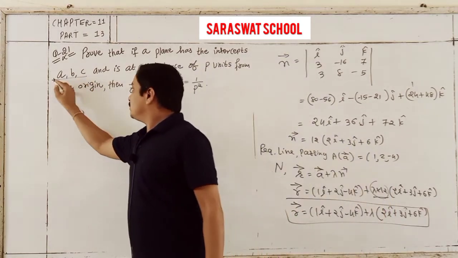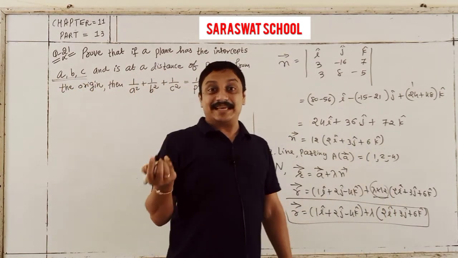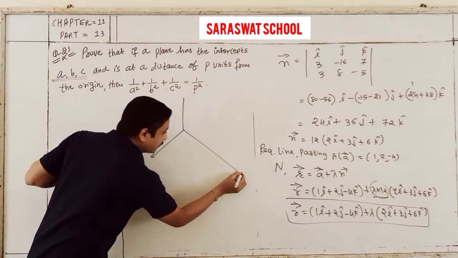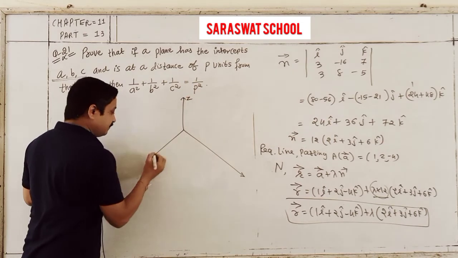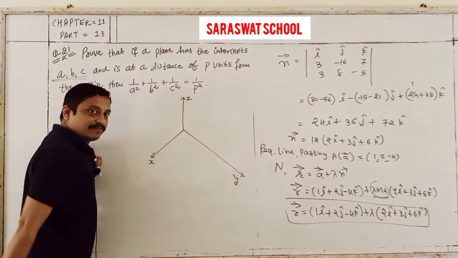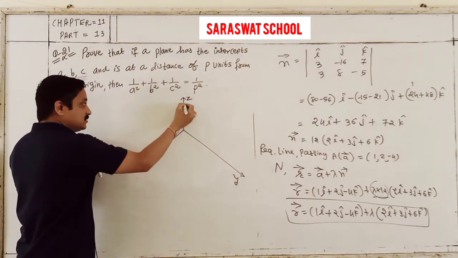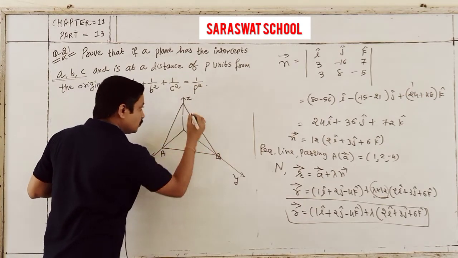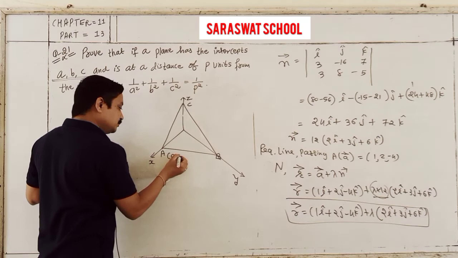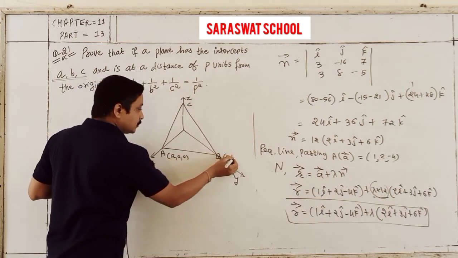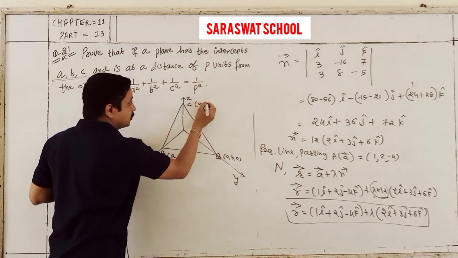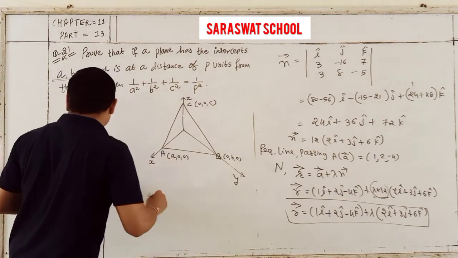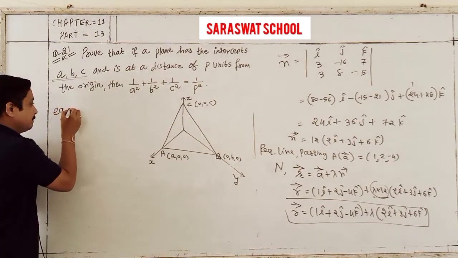Students, this a, b, c are the intercepted parts of the given plane. Consider the z, x and y axes, and those are your intercepted parts. I will show the points A(a, 0, 0), B(0, b, 0), and C(0, 0, c). So very easy, you know the equation of a plane.